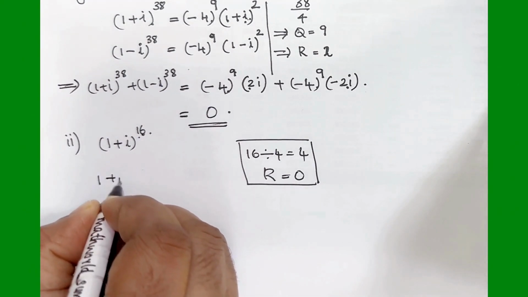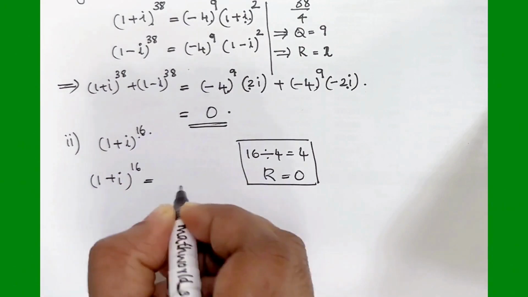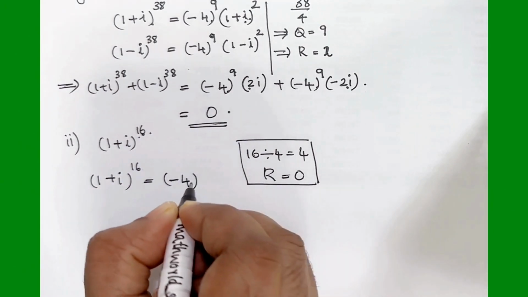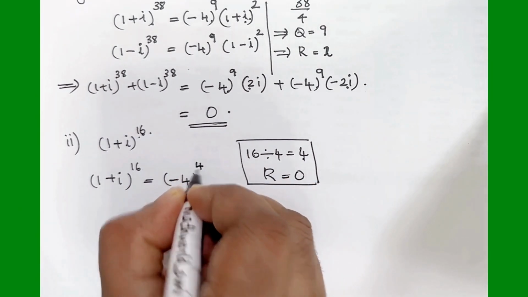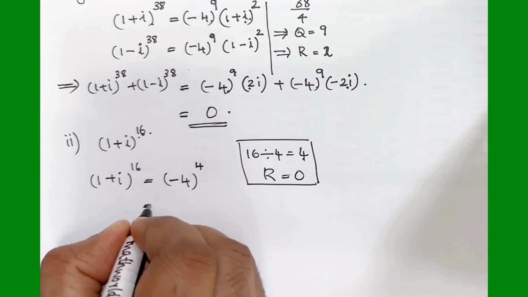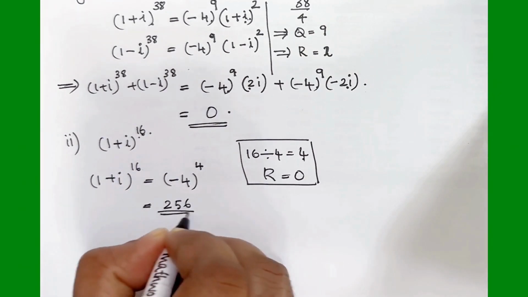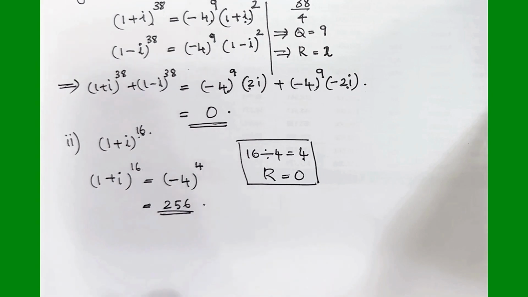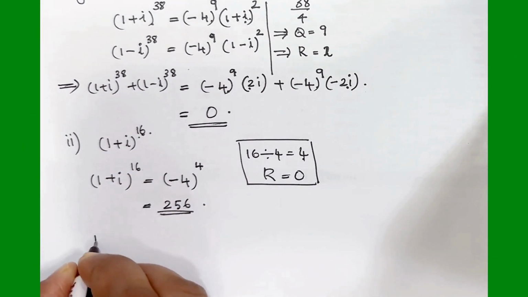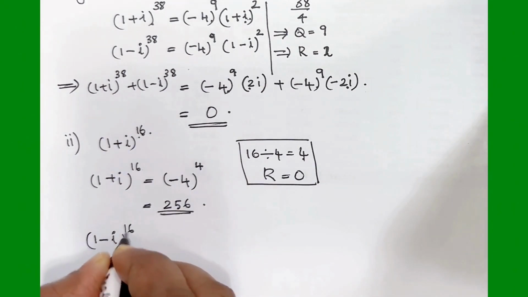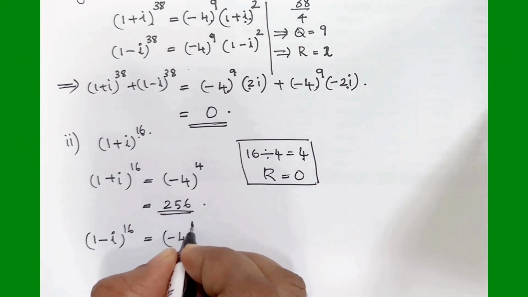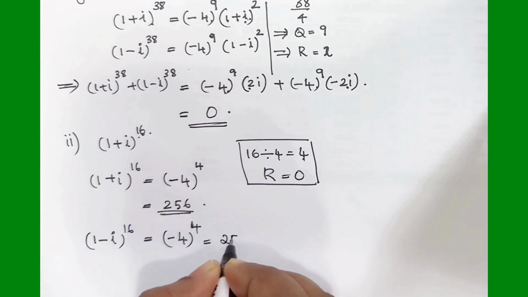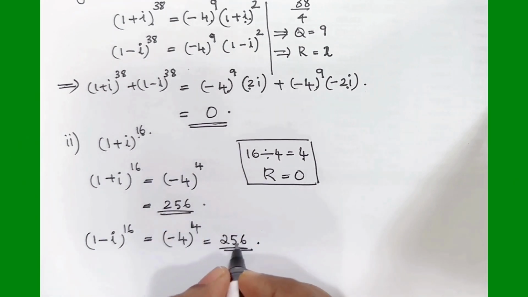So (1 + i)^16 is equal to (-4) to the power of, write the quotient here. Here it is 4, so we'll write 4 over here. And we don't need to write the second bracket because it is 0. Now this is equal to 256. Negative 4 to the power of 4 is equal to 256. Now if it is negative in between, (1 - i)^16 is equal to, the same number will come here, (-4)^4, because the quotient is 4 itself and the next bracket is 0 here. So it will be only 256, no change in the sign.